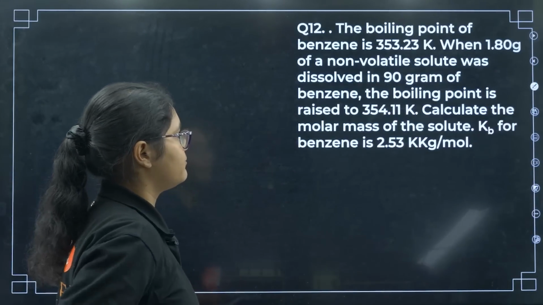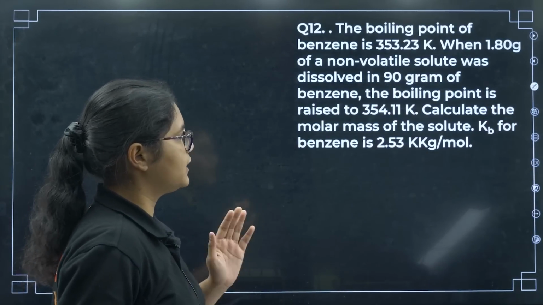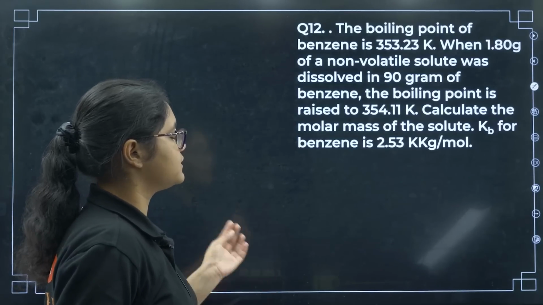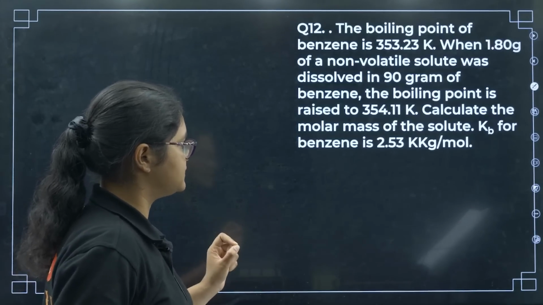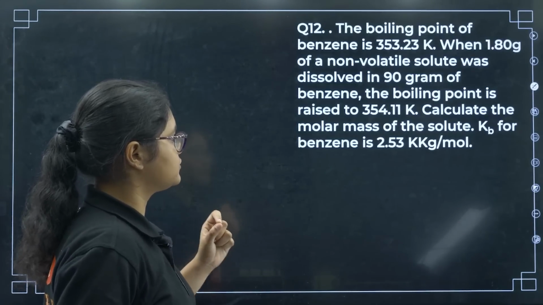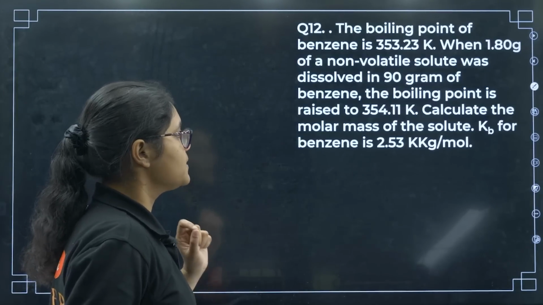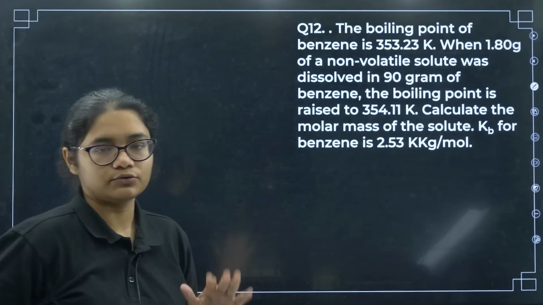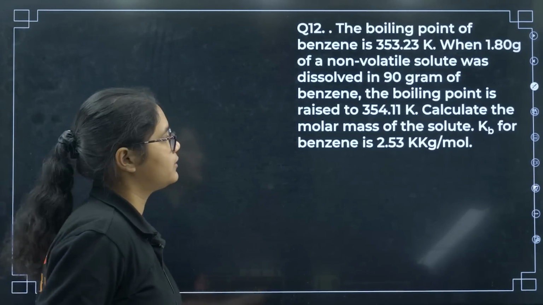The boiling point of benzene is 353.23 Kelvin. When 1.8 gram of a non-volatile solute was dissolved in 90 gram of benzene, the boiling point is raised to 354.11 Kelvin. Calculate the molar mass of the solute. Kb of the benzene is given to you. Okay, similar question, boiling point based question.